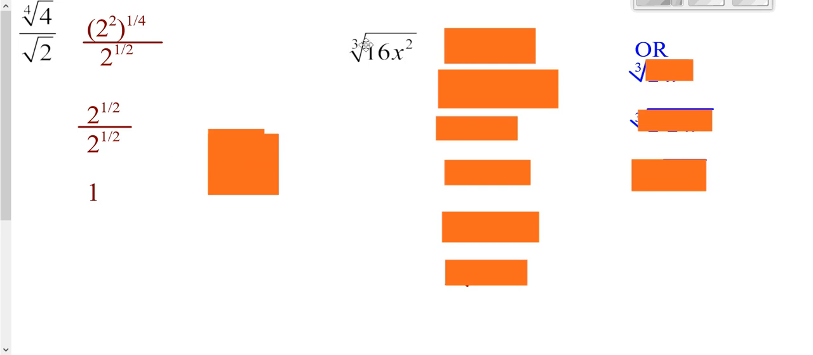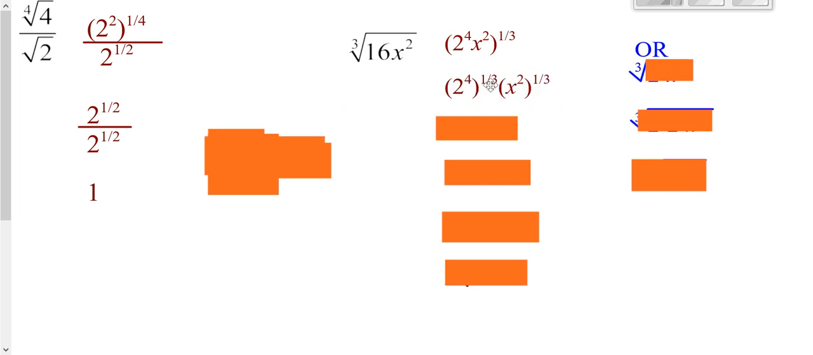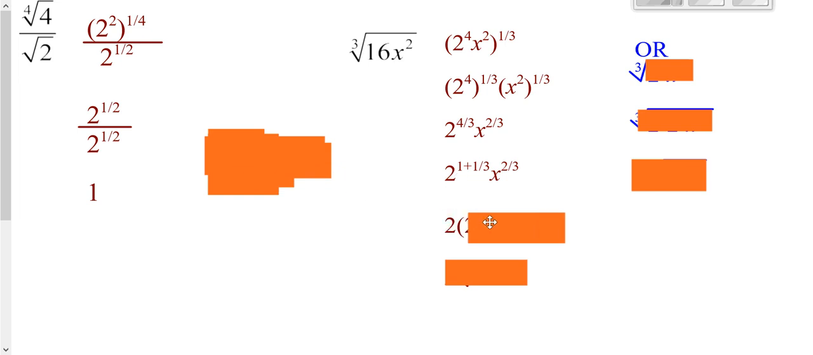Now, over here on this one, you could work it out with fractional exponents, thinking of 16 as 2 to the 4th, your cube root as a 1/3 power, and then you could apply that 1/3 power to each one, and you would get this. Now, notice your exponent on your 2 is larger than 1, so you could write that 2 as 2 to the 1st plus a 1/3. That 2 to the 1st is a 2.